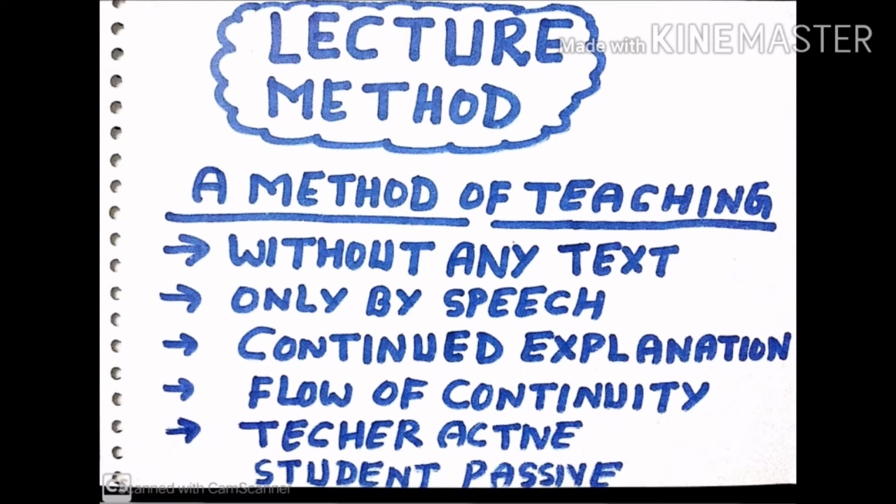Another aspect of the lecture method is that in this method the teacher remains active and the student remains passive. It means all the way the teacher is doing all the things, using the narrative and speaking style, and by using speech, a lot of words, the teacher is able to continue with the explanation, and in the same way the students remain passive.